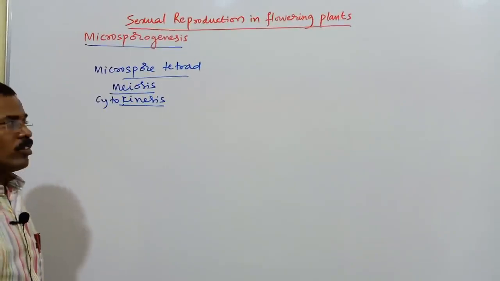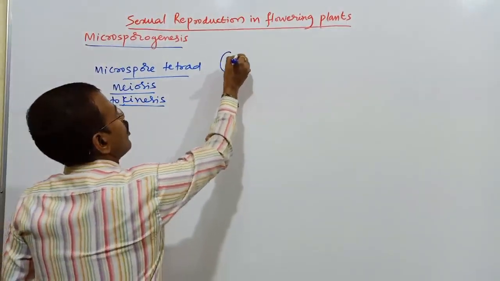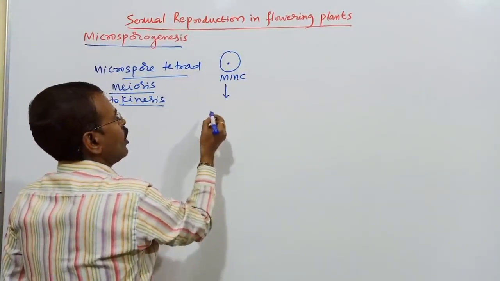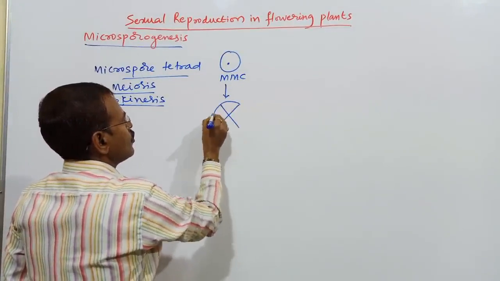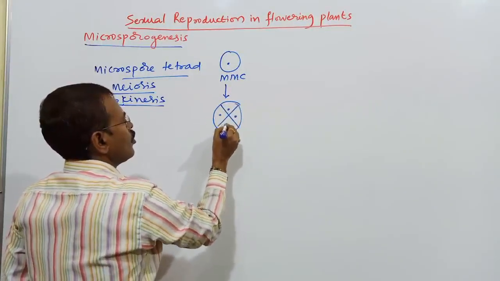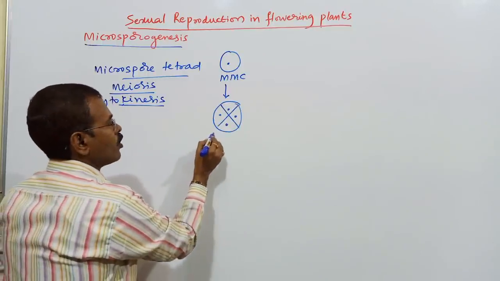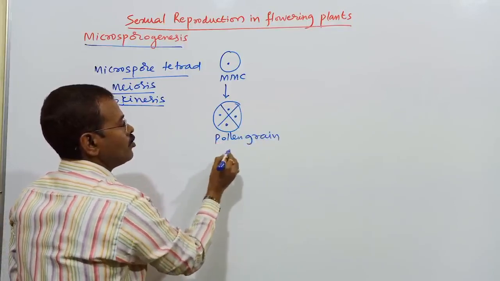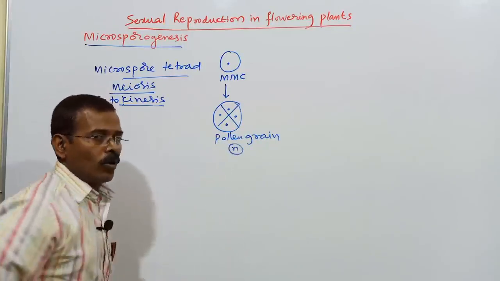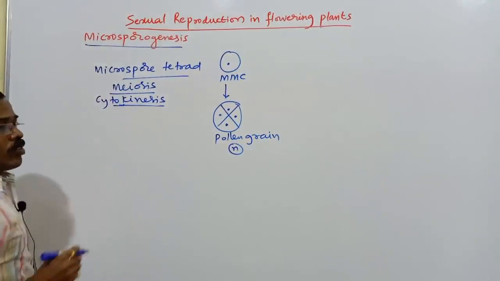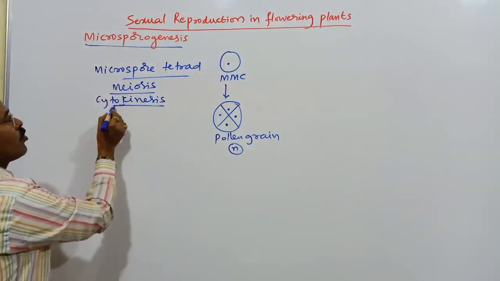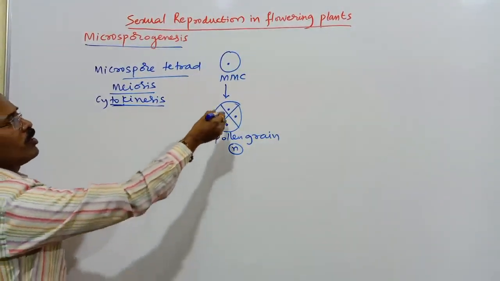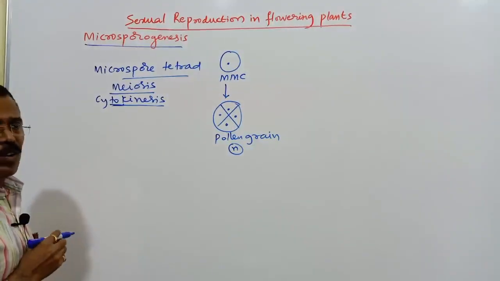After the meiotic division, from the microspore mother cell, you will get a pollen tetrad like this, and these pollen grains will be haploid in nature. So after the meiosis, that is the division of the nucleus, there will be cytokinesis.